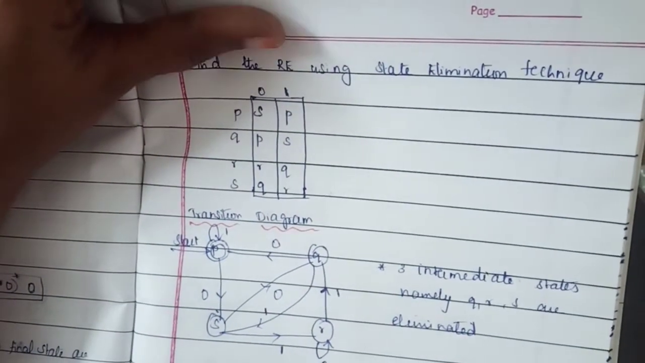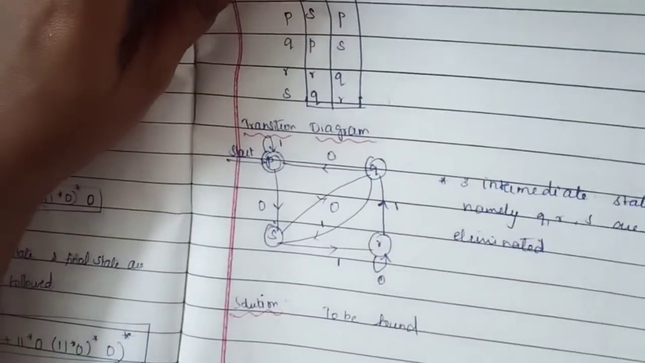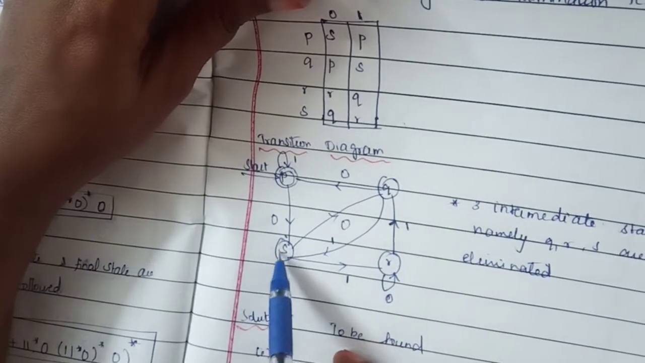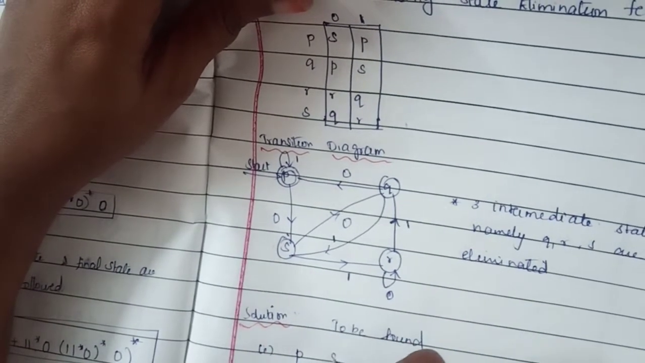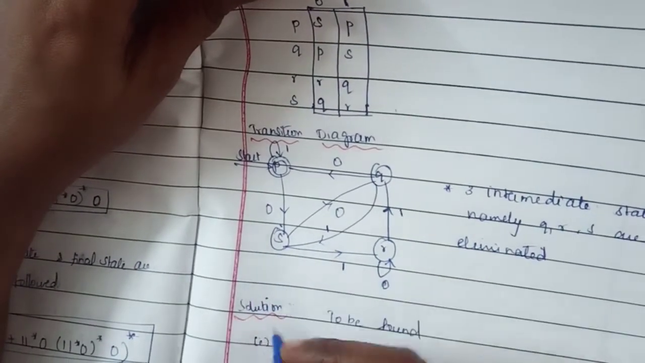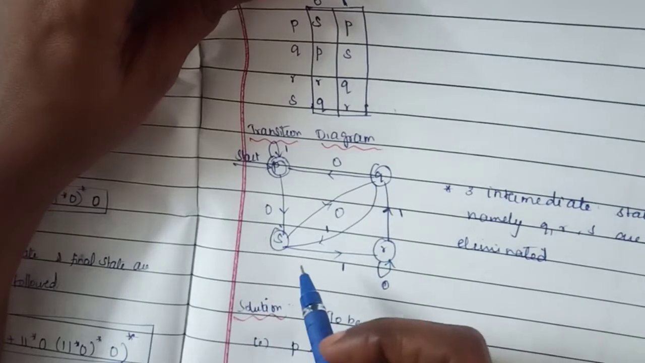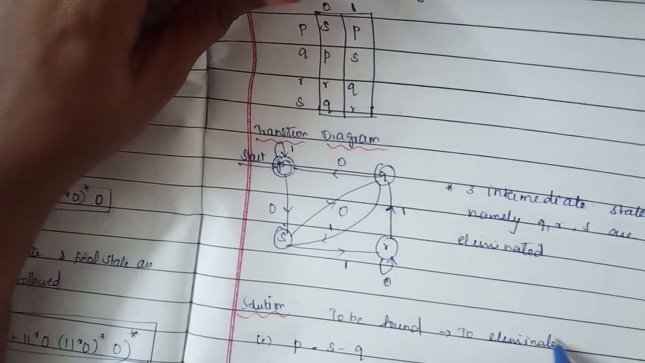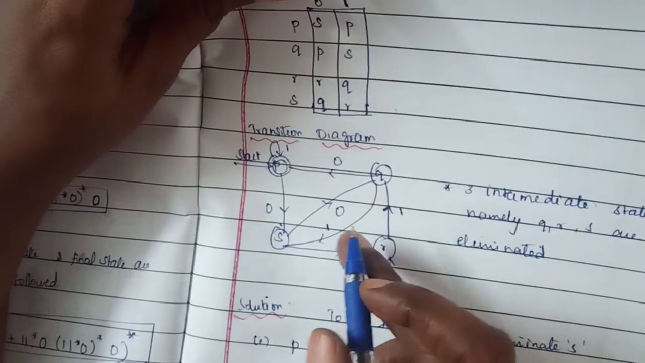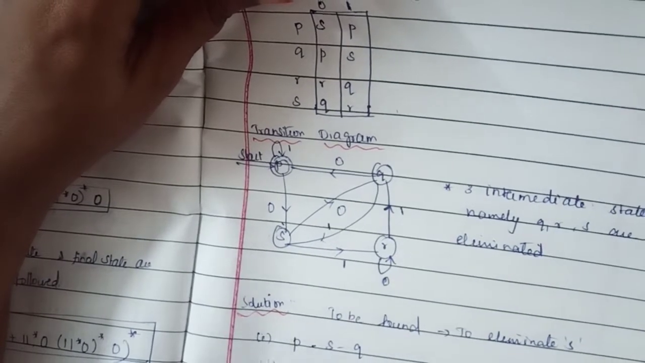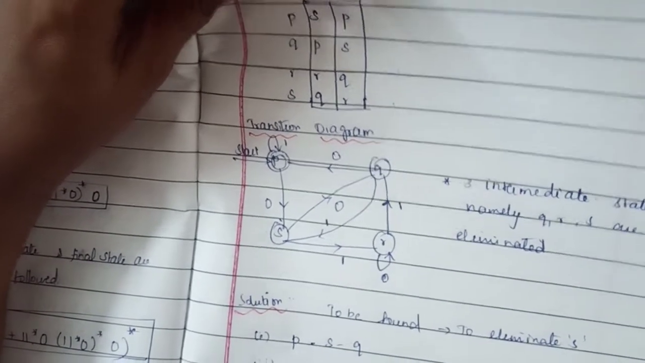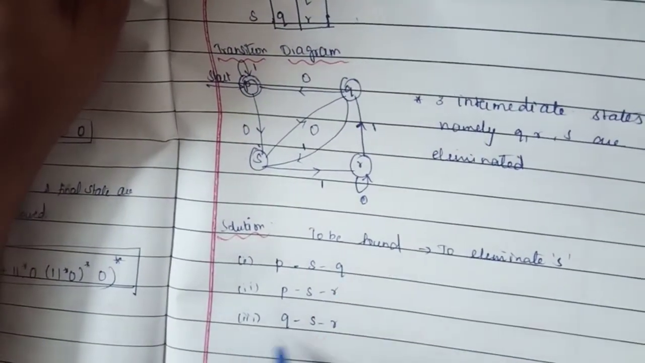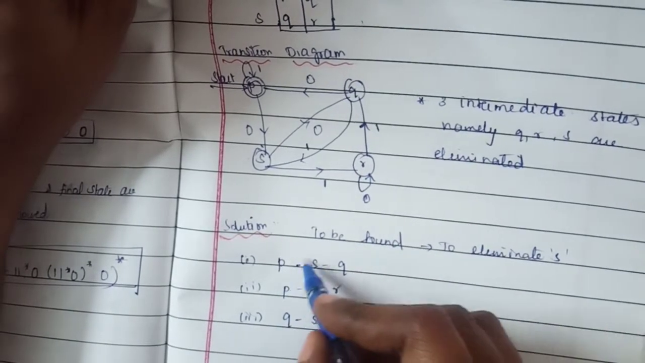The solution to be found here has three cases. First, we need to have this S eliminated. So P, S, Q, this is the path. To eliminate the state S, we consider P, S, Q and P, S, R, and finally Q, S, R. So the three possible paths are to be calculated. Then only can we eliminate the complete state S.